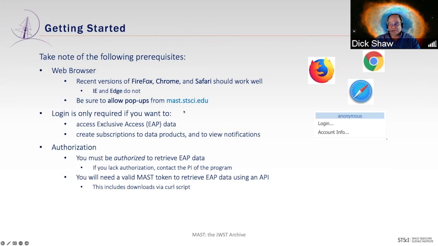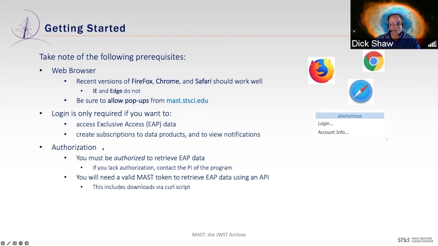Now you can log in. There's a little place for you to do that in the portal. You don't need to log in to get public data, but if you want exclusive access data, like say you're a collaborator on a JWST program that's active, you'll need to log in so that you can be authenticated to the system. You'll also need that even if you're not a member of the PI team, if you want to create subscriptions to data products and to view notifications.